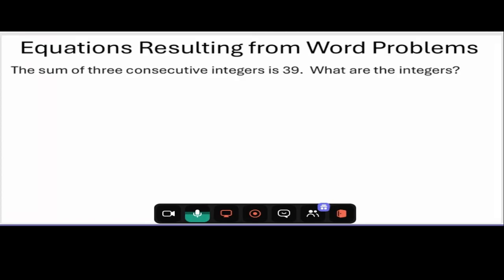So let's just start the way we always start. Let n be the first integer. And remember, integers are just the whole numbers, positive, negative, and 0 all together.